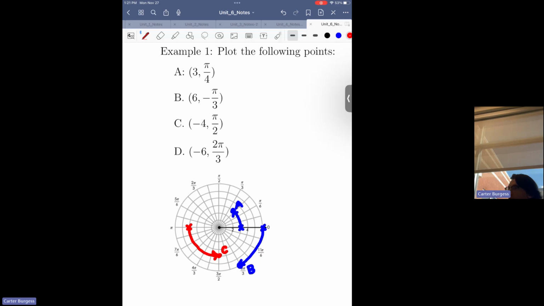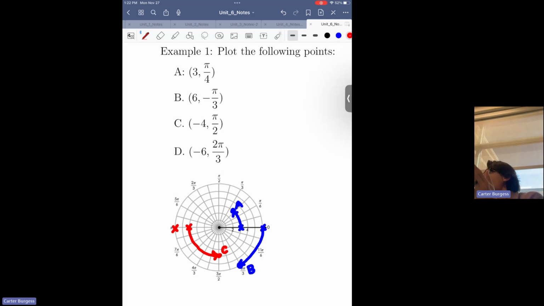Okay. One more for D. Where am I starting? To the left by 6. And how far am I, which direction am I rotating? Still rotating counterclockwise. And how far am I rotating counterclockwise? 2 pi over 3. Now, 2 pi over 3 is a quadrant 2 angle.